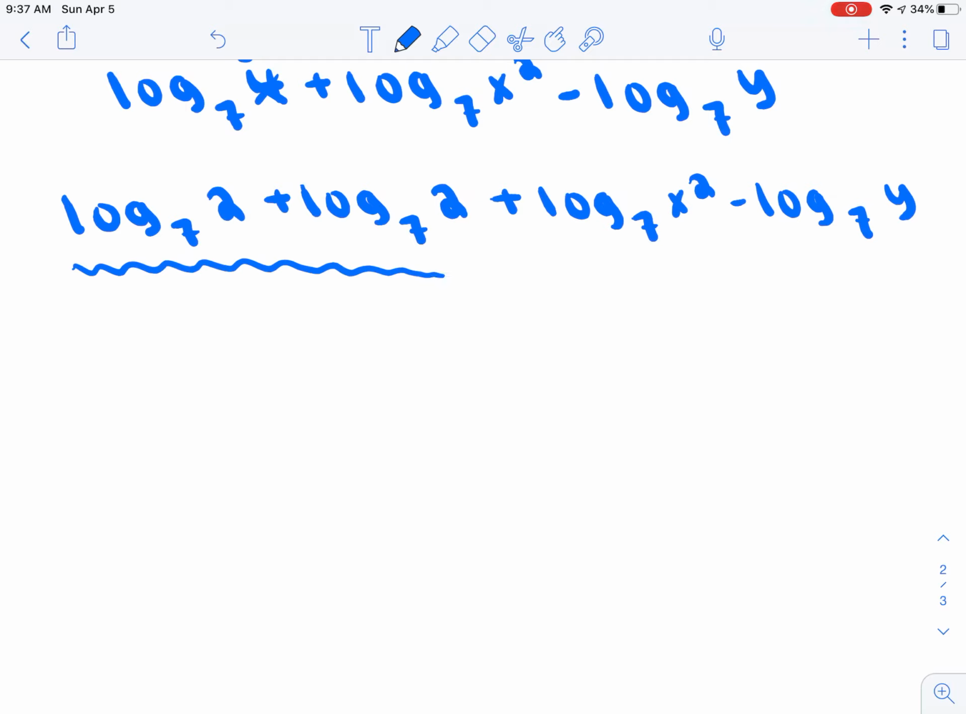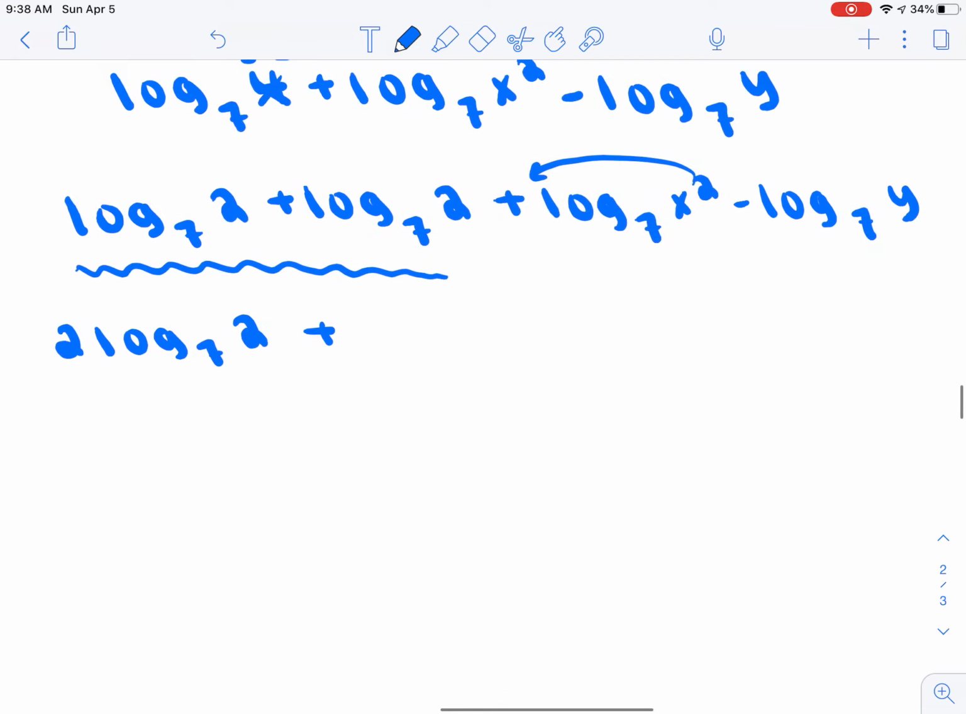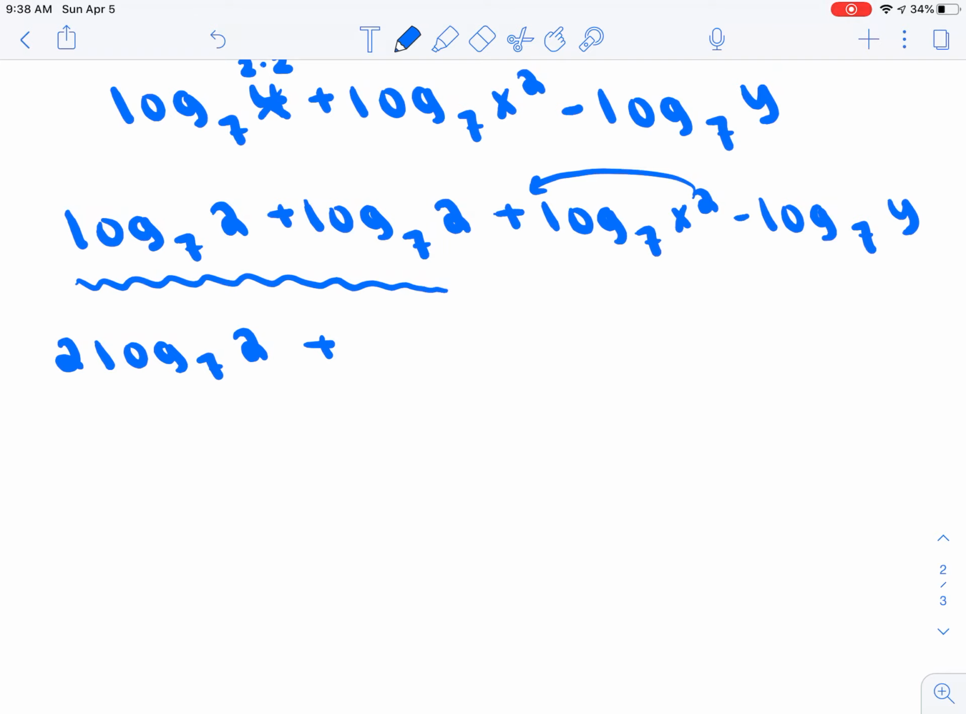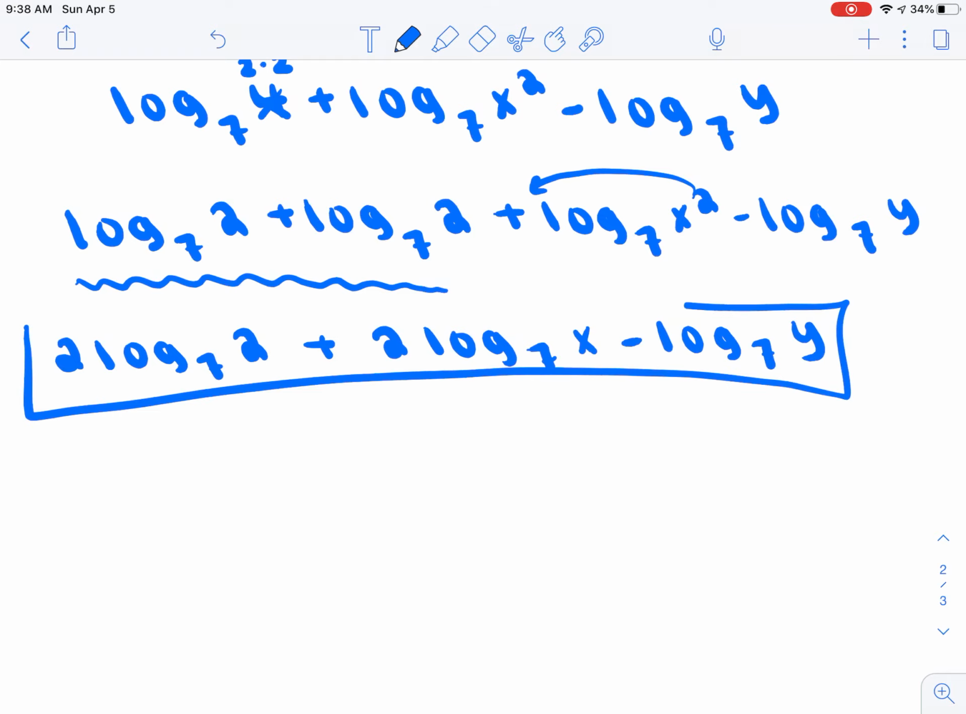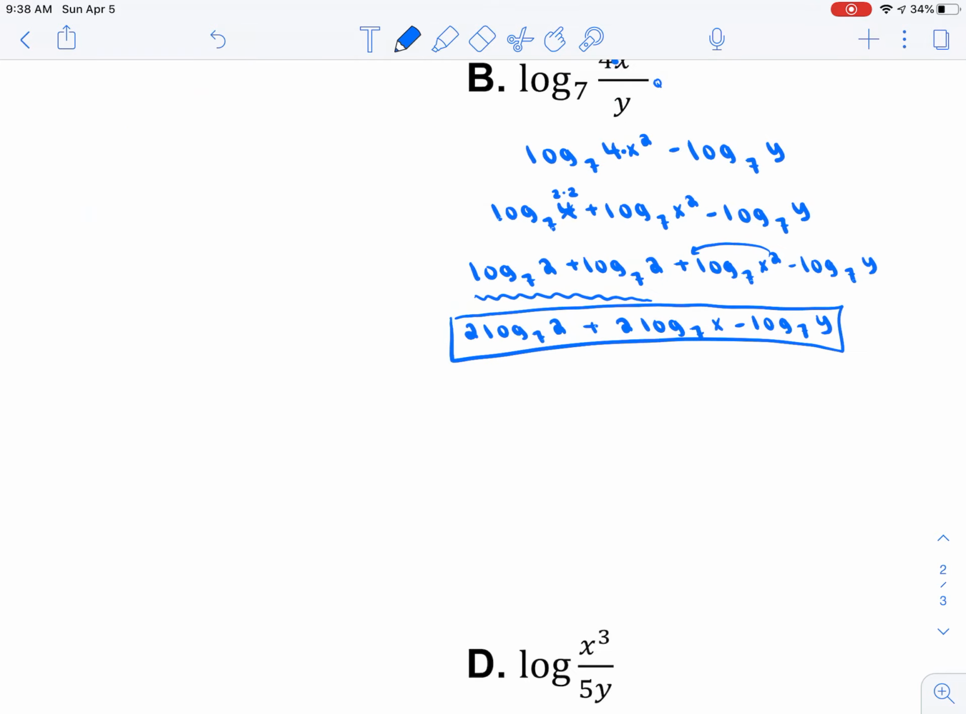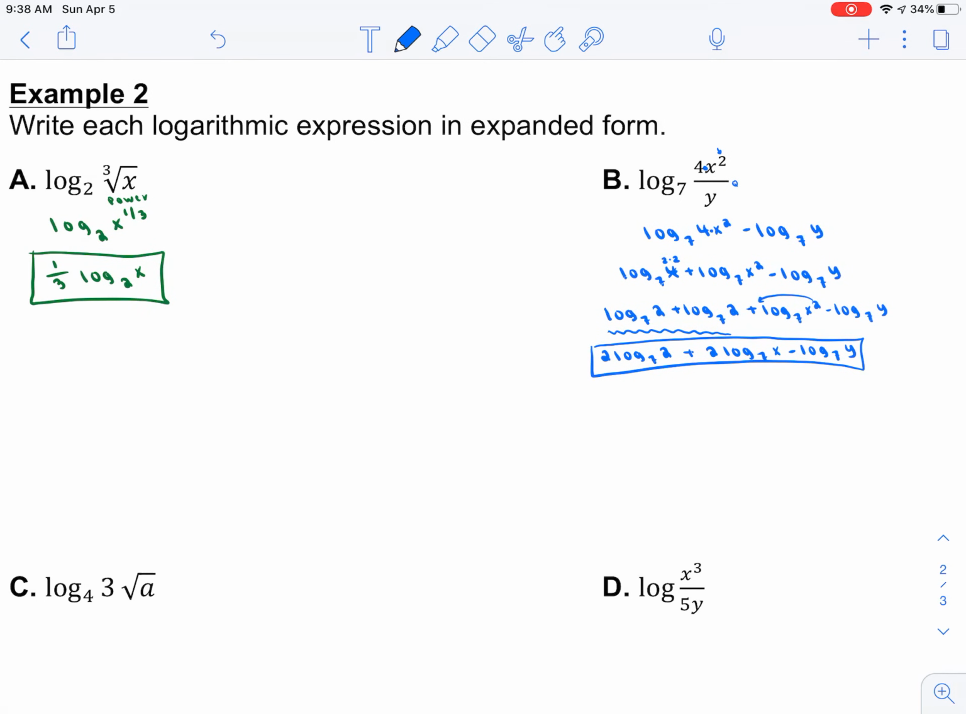Now, technically, these are like terms. So even though it says in the directions as many logs as possible, commonly we combine our like terms. So I know technically you could write it as more, but we're going to say that that's actually just 2 log base 7, 2. And then for the third log, we can move that 2 to the front. And that last log didn't have a power, so we can just rewrite it as is. So that would be our final answer for that one.